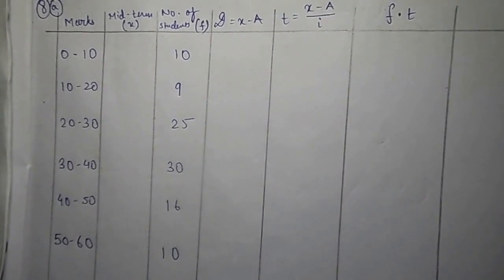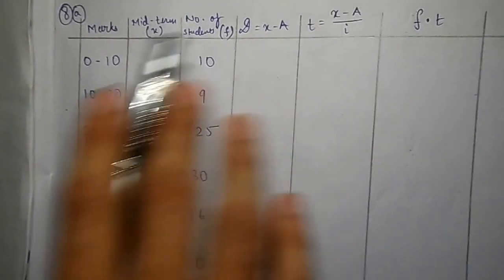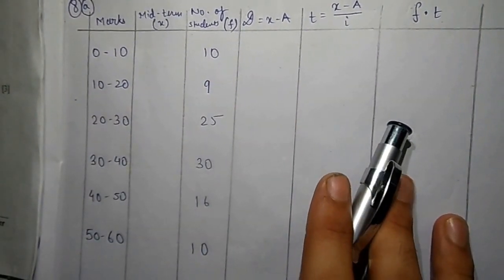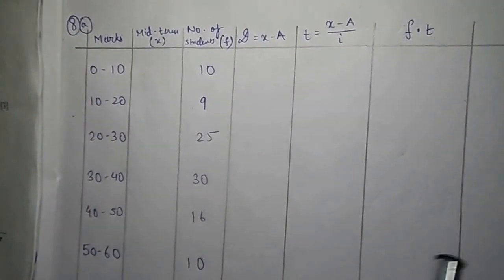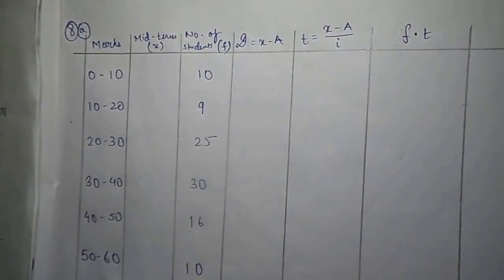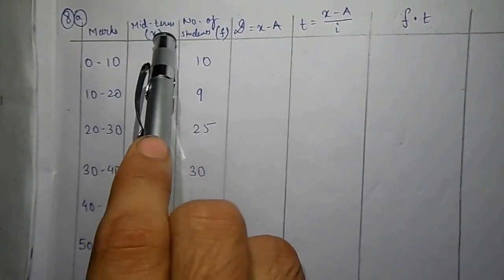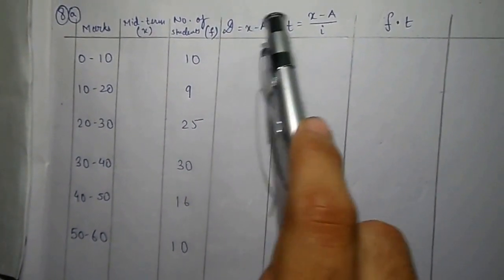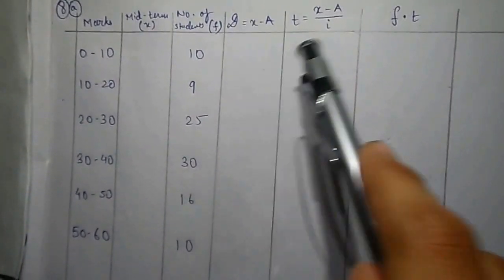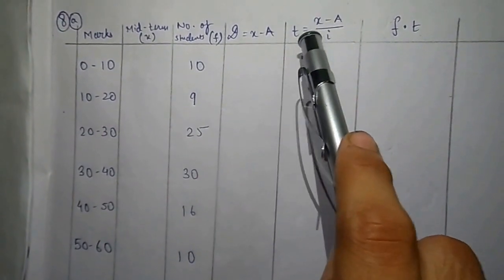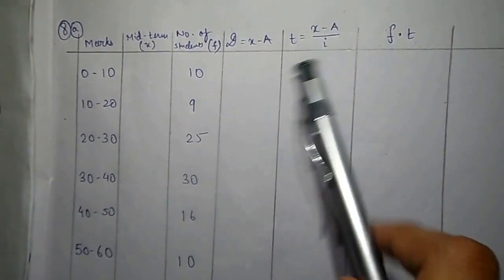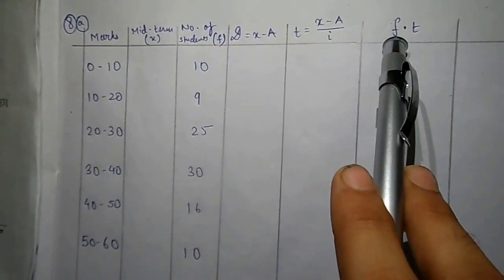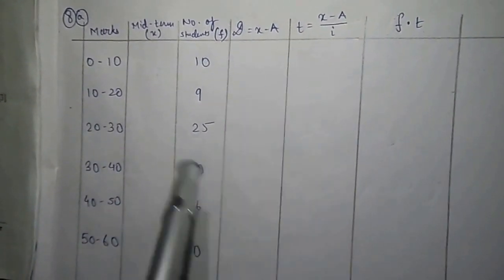Let's start. Now I have already made the table over here. You have to make such a table to solve sums of mean using step deviation or shortcut or whatever. So I have written the marks over here. Midterm, that is x, number of students, f, d equals x minus a, where a is the assumed mean, t is the deviation, t equals x minus a by i, where i is the class interval, here it is 10 minus 0, 10. And this is f into t, frequency into t.